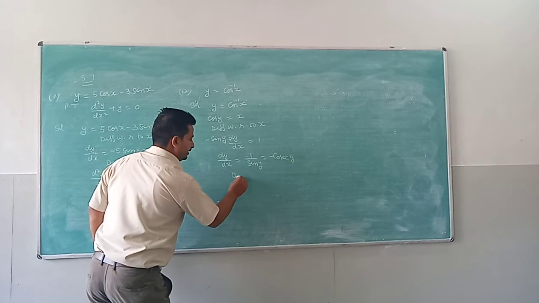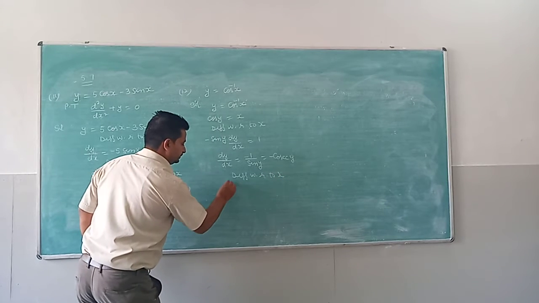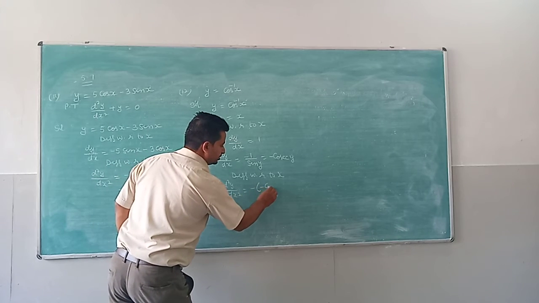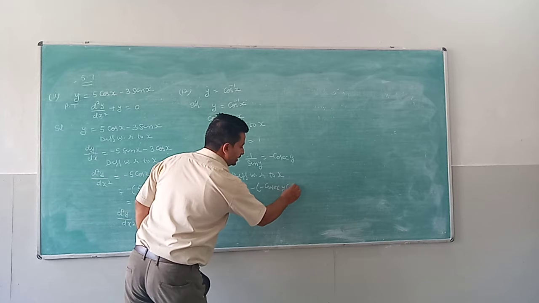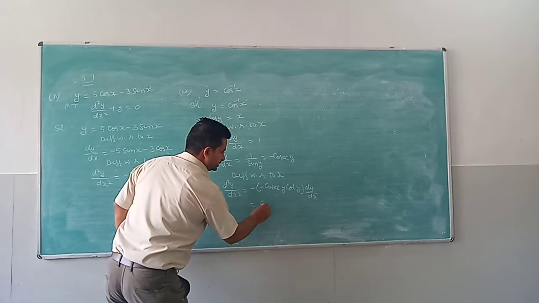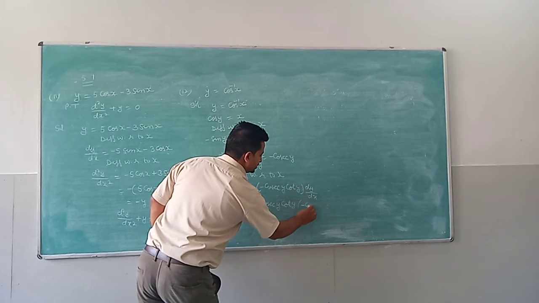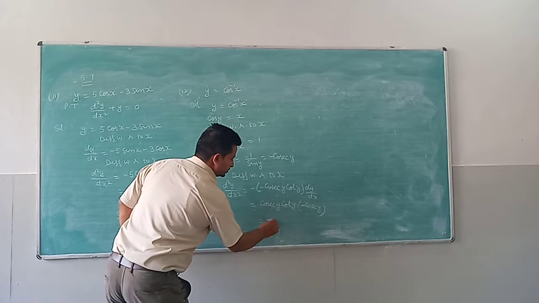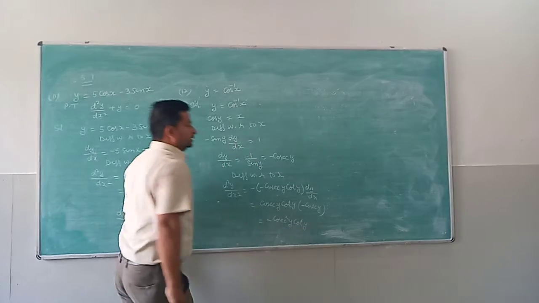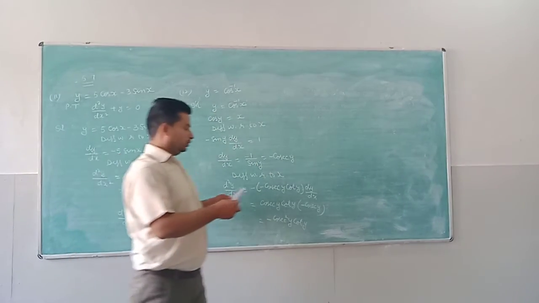When we again differentiate with respect to x, d square y upon dx square equals, differentiation of cosecant is minus cosecant y into cot y into dy upon dx. This is cosecant y cot y and dy upon dx is minus cosecant y. So it equals cosecant square y into cot y. This is the double derivative in terms of y alone.